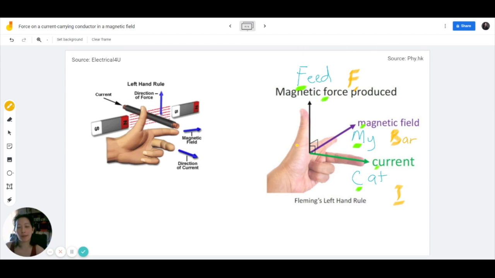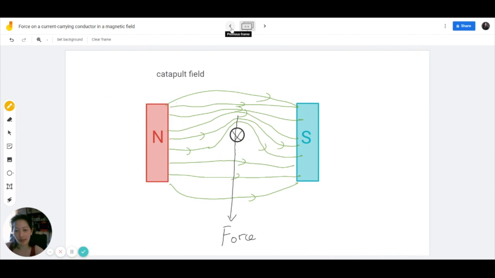To use this Fleming's left-hand rule, remember to line up your magnetic field with your index finger and the current with your middle finger to check where the force will be acting. You can also use this to check, hey, is my catapult field correct? So what you do is, okay, get your index finger to point from north to south.